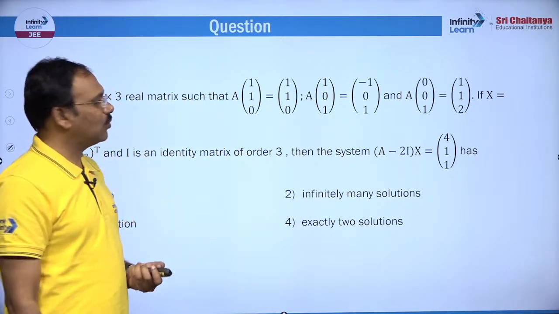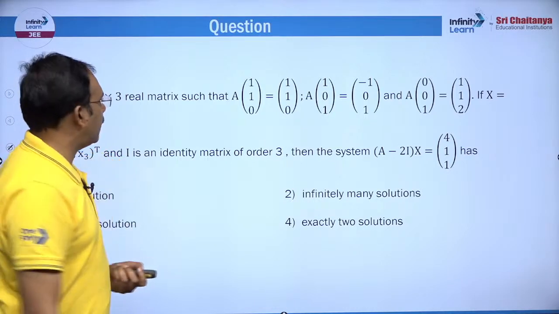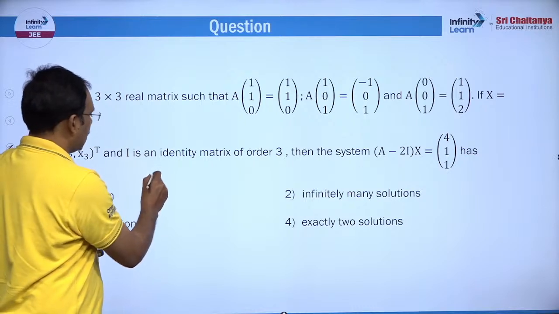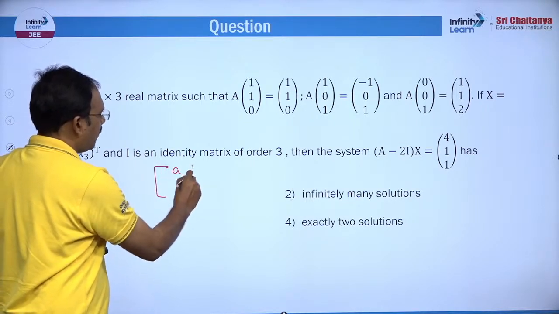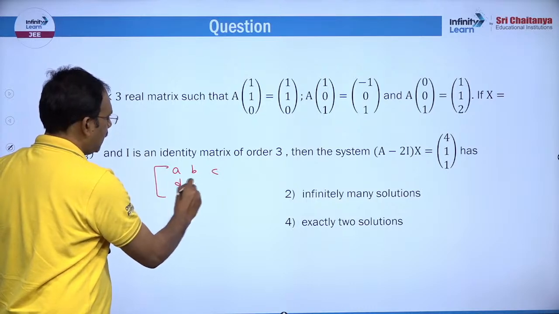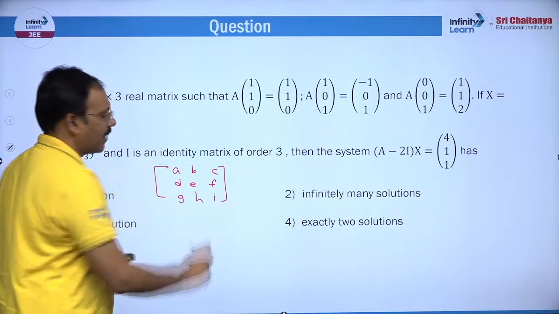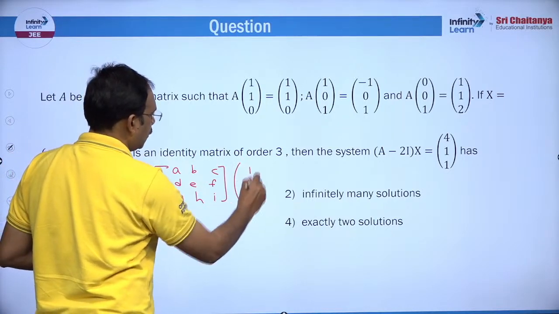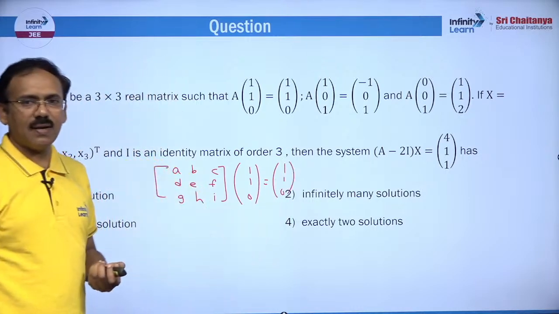Here what you need to do is find out the matrix A. You see friends, for your convenience let this matrix A be A, B, C, D, E, F, G, H, I. When this is multiplied by 1 1 0, you have to get 1 1 0. So, you will get some equations, friends.